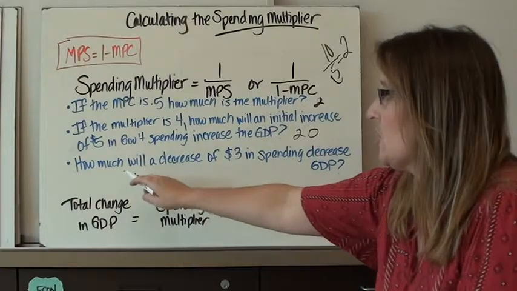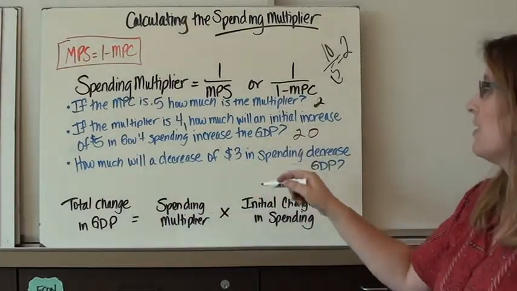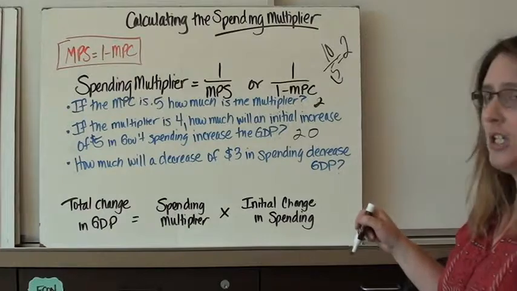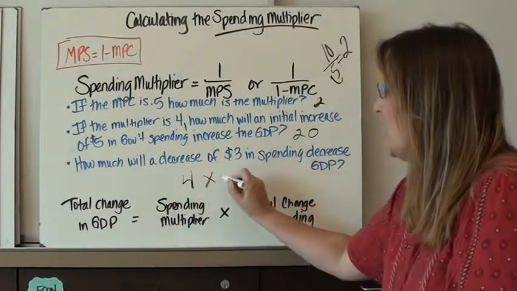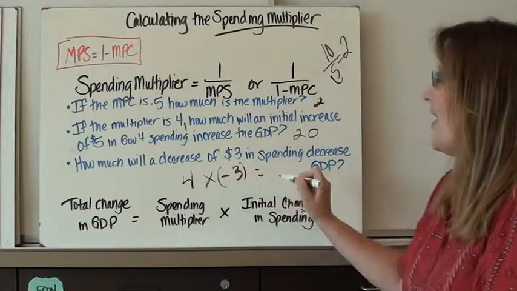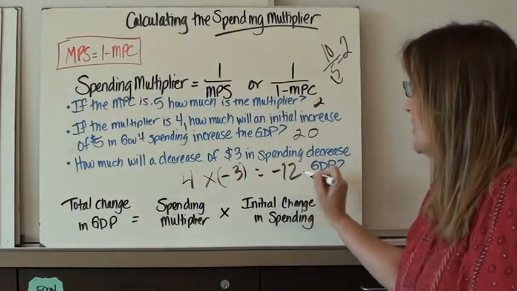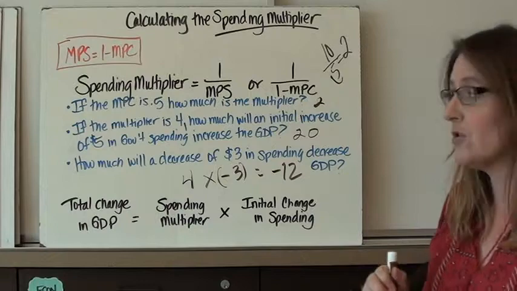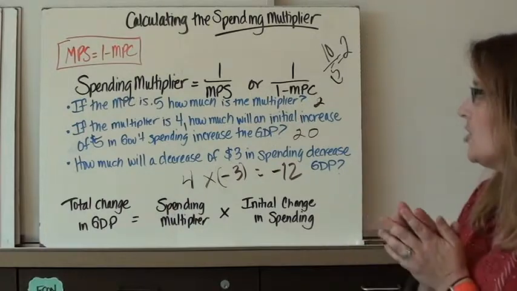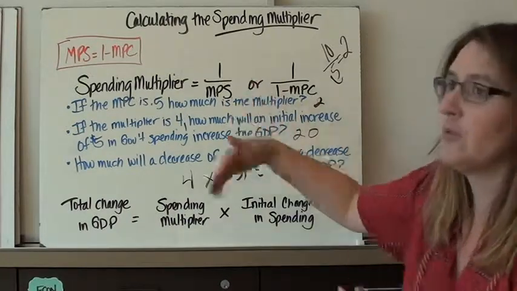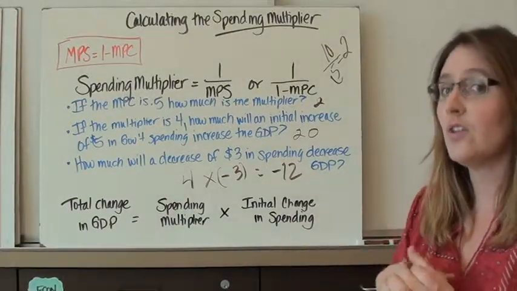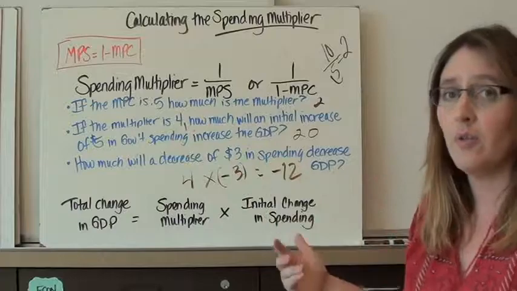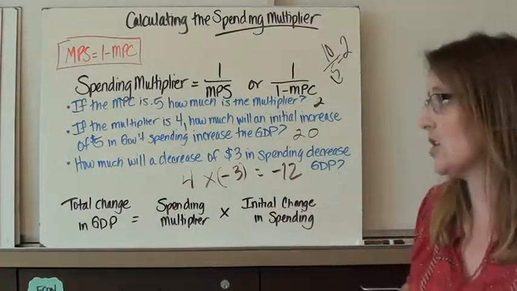And then the next question, how much will a decrease of $3 in spending decrease GDP? So we take the multiplier, 4, times the change, 3, and that's going to equal 12. It'll decrease it by $12. Okay, so super simple. You just got to keep in mind that the spending multiplier is 1 divided by what people save. And as long as you are given MPC or the multiplier, you can figure out what the change is.